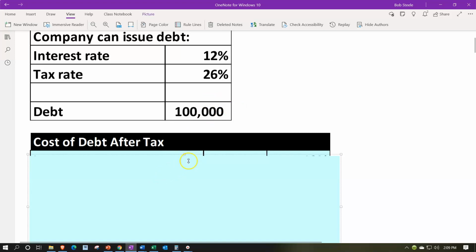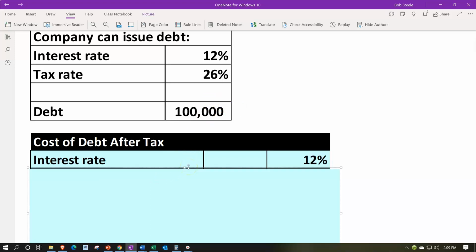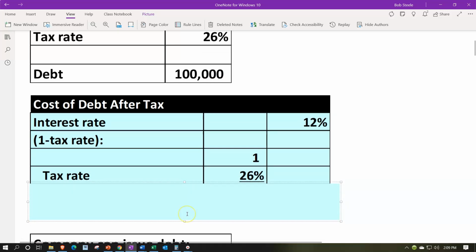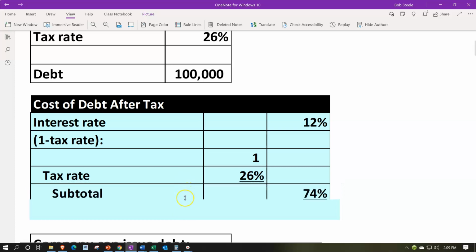You basically want to memorize this formula, but you also want to know it intuitively. So we have the tax rate. We're going to say the 12% annually. We have the interest rate, which is the 12%. Then we're going to take that times 1 minus the tax rate. There's 1 minus the tax rate, which is going to be 26%. You could think of it as 100% minus 26%, or 1 minus 0.26. That's going to give us our 0.74 or 74%.